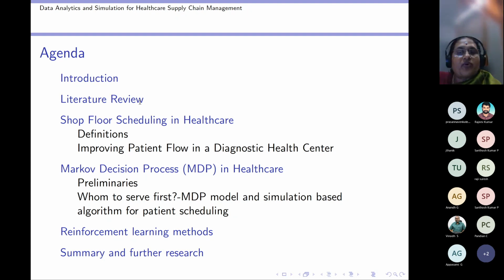And then the next model we are going to focus on is what we refer to as a Markov decision process model. So these are 2 very popular modeling frameworks that are available when we talk about patient scheduling. I will talk about these 2 and give you 2 examples, one from shop floor scheduling and one using MDP. This is the overall structure. And I'll also briefly introduce, for those who come with an ML or machine learning background, how reinforcement learning methods can help you in this area.